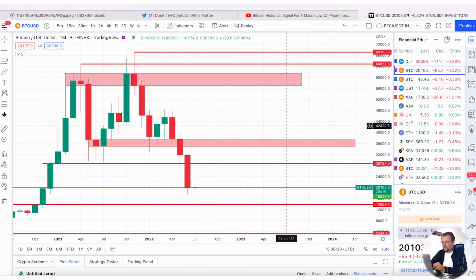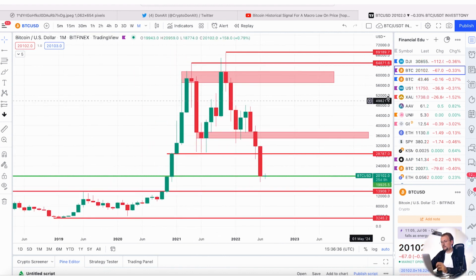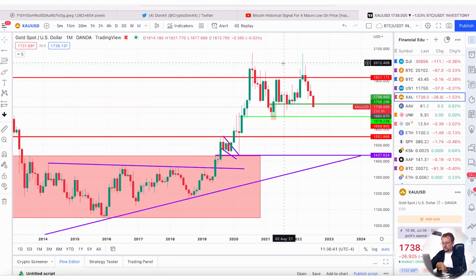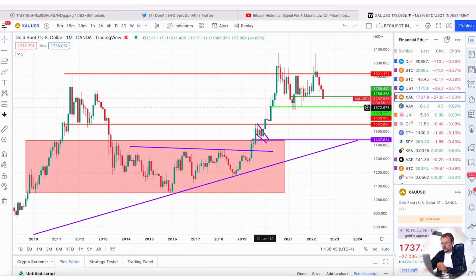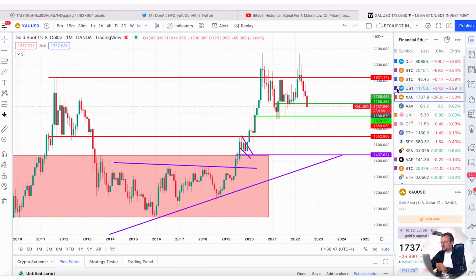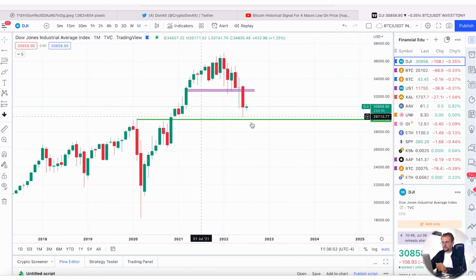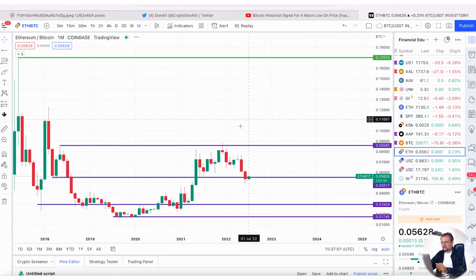So with this knowledge, I will leave you to it. You can go ahead and draw supports and resistances on any chart you want. You can go on gold, you can see the supports and resistances here. You don't know about trend lines yet, I'll show it to you next time. But the funny part is that supports and resistances work on every single chart. I'm showing you random charts which I like to play with. That was gold, this is Dow Jones, this is Ethereum.